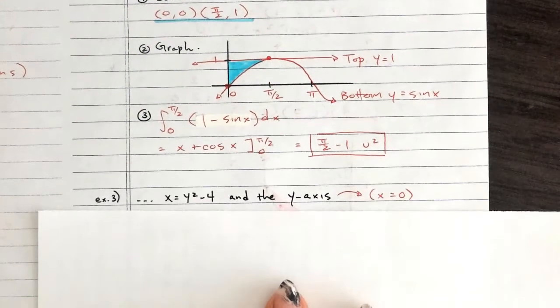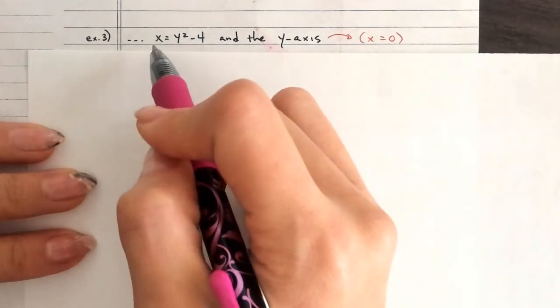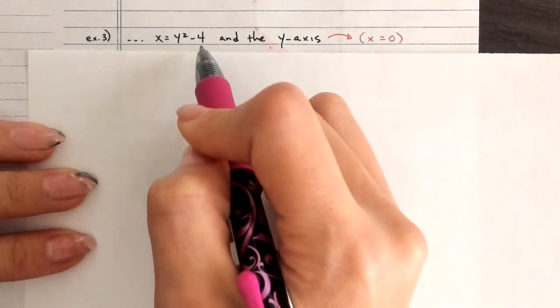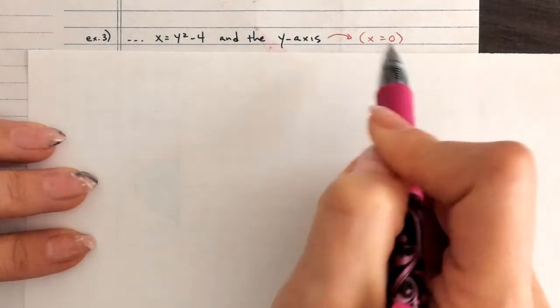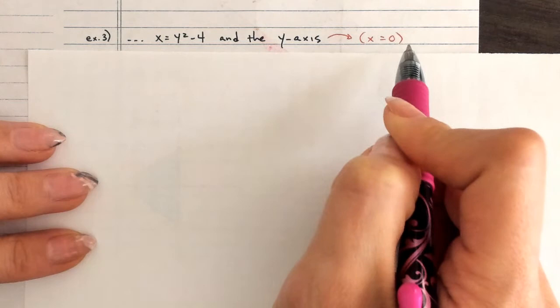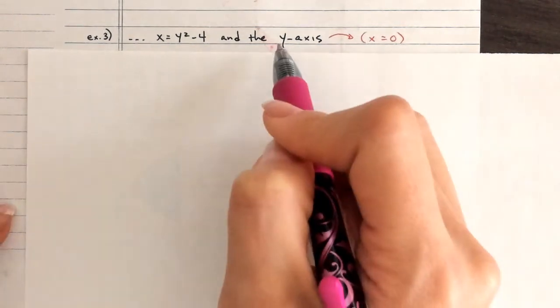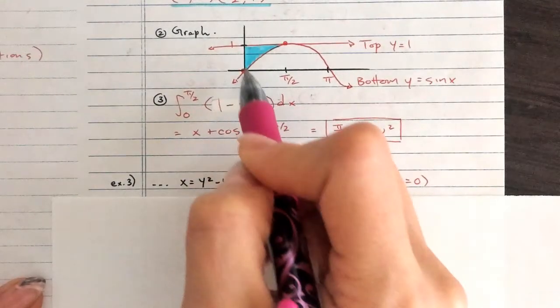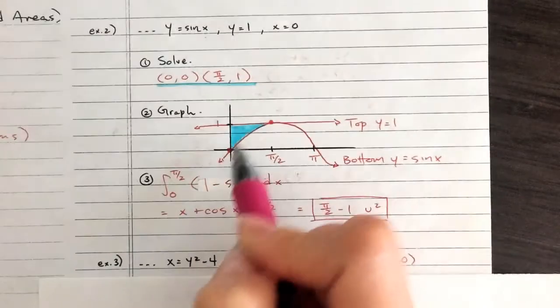Okay, the next one is a little bit different. So for the next one, it says x equals y squared minus 4. That's definitely different. And the y-axis. Realize that the y-axis is a vertical line. Vertical lines are x equals. So x equals 0 is actually the equation that gives you the y-axis. Just like right here, how this is x equals 0, right? So that was the boundary for that question.